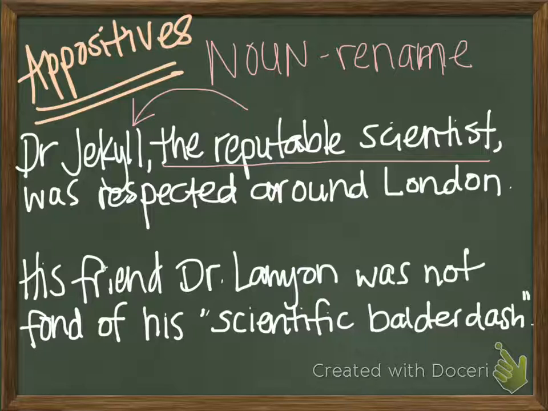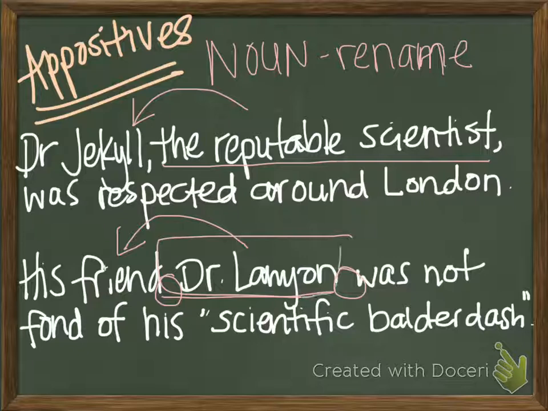His friend Dr. Lanyon was not fond of his scientific balderdash. Here we have Dr. Lanyon as the appositive phrase because it's renaming friend. Here you should not put commas because Dr. Lanyon needs to stay in the sentence here. If I didn't have Dr. Lanyon in the sentence, I would not know which friend was not fond of his scientific balderdash. Whereas on the top sentence, I can take the reputable scientist out because Dr. Jekyll is enough information to clearly identify who I'm talking about.